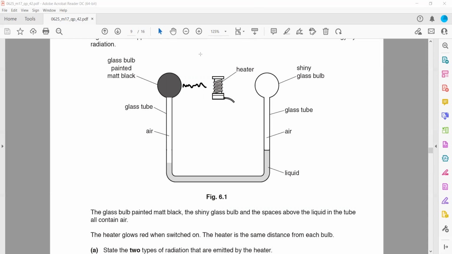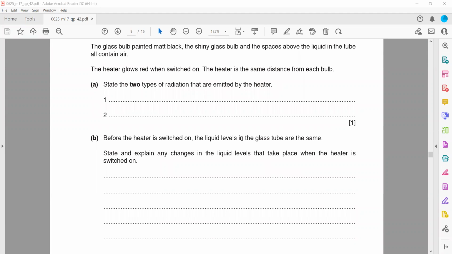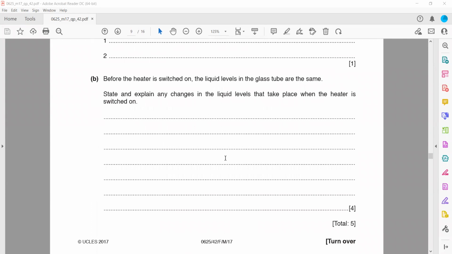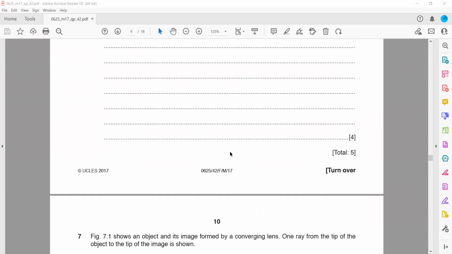And as a result, what will happen? The shiny surfaces are good reflectors, so most of the heat will bounce back. A small quantity of heat is absorbed, so the temperature of the air will not change too much, and it will not expand too much. That's why the pressure will be lower on this side and higher on the other, so the liquid level will change. So you'll mention that dull dark surfaces are better absorbers than shiny ones. Air expands more in the dull and dark surfaces, so it pushes the liquid downward.